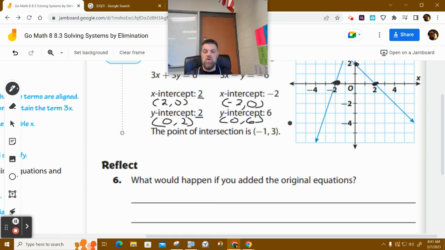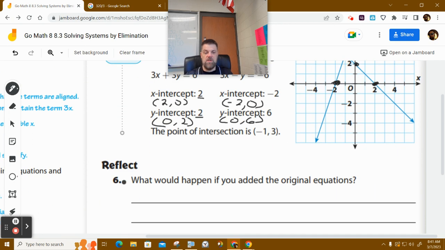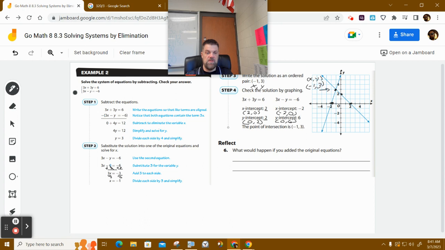All right, reflection. What would happen if you added the original equations? Well, let's look at that. So the original equation, let me zoom out and write it down. The original equation was 3x plus 3y equals 6. And then if I just added 3x minus y equals negative 6. So if I just add those up, I get 6x plus 2y equals 0.